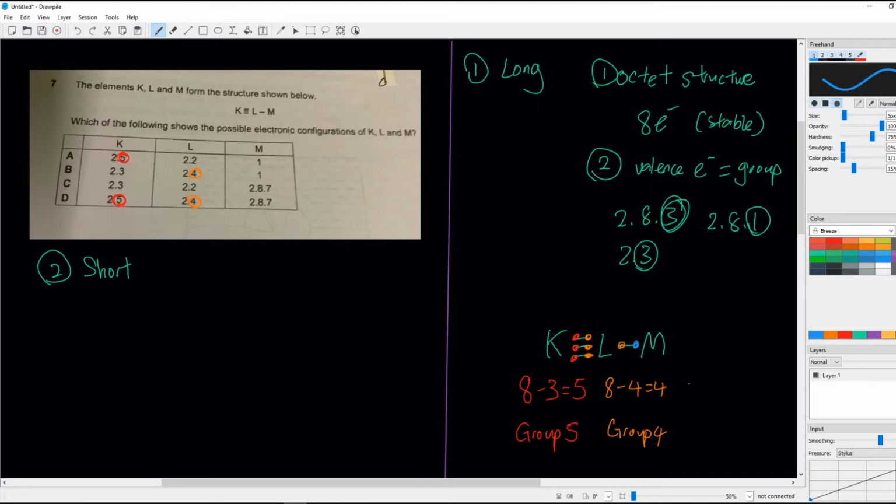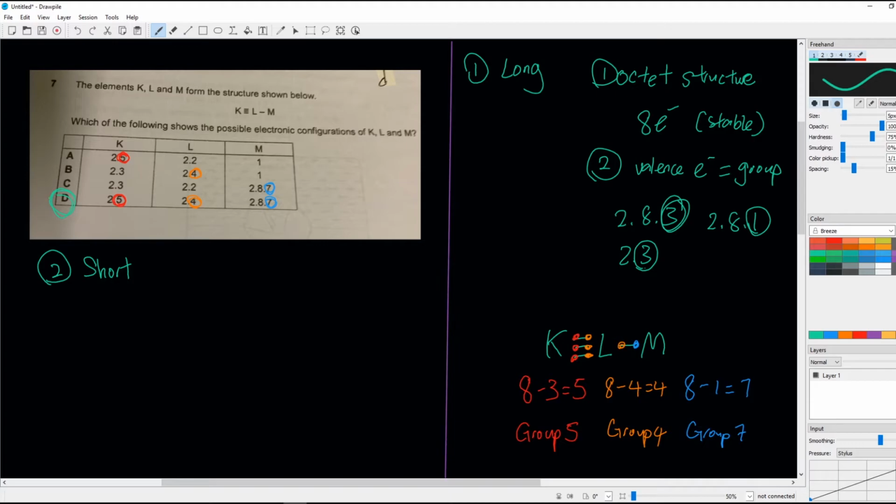Last but not least, look at M. M shared 1. So 8 minus 1 equals 7. This will be considered as a group 7. So C and D fit the criteria. By that case, the answer will be D. That will be the long method to solve this.